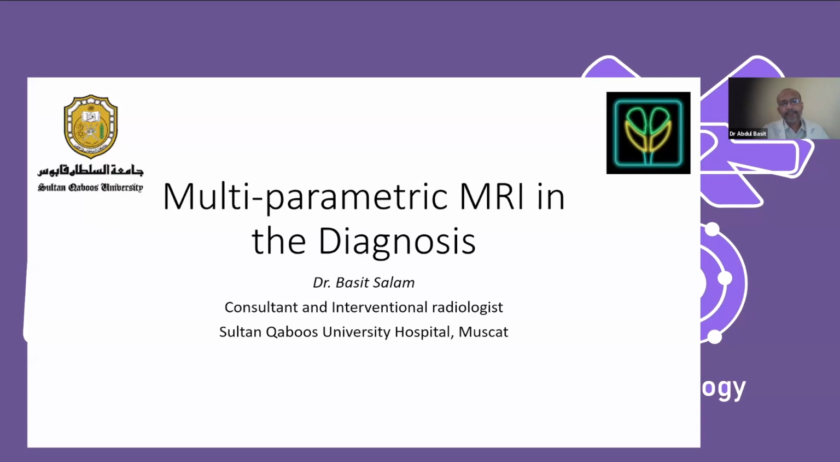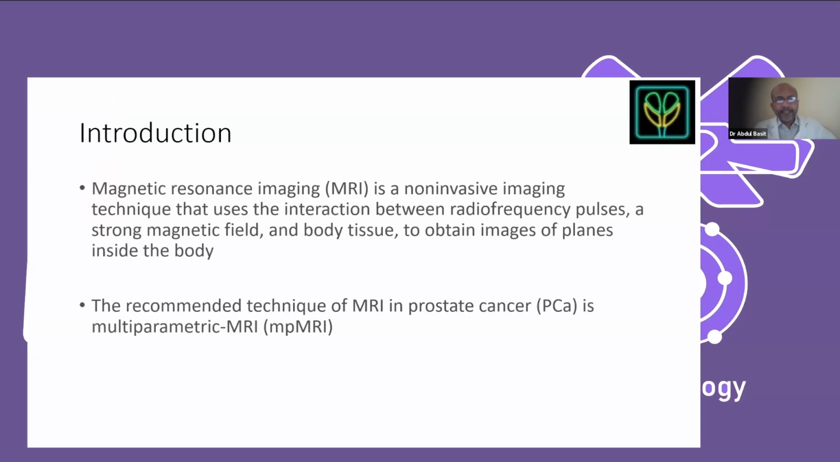The role of MRI in the diagnosis of prostate cancer. So just a brief introduction. MR basically is a non-invasive imaging technique that uses interaction between the radio frequency pulses and a strong magnetic field and the body tissue to obtain images in a different plane.